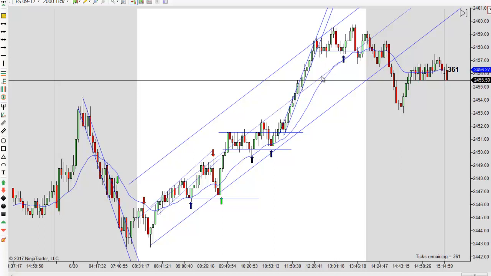And then notice what happens. This is almost a perfect repeat pattern. We get that low, and then we test it once, twice. So I like going long there, and it's a second entry: pull back first entry, pull back second entry. So it's really kind of a repeat pattern here.